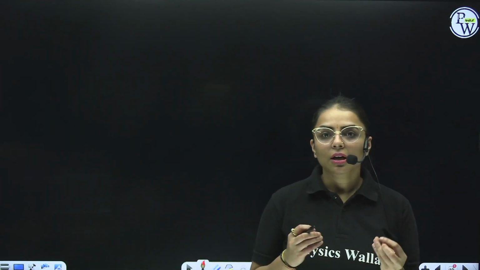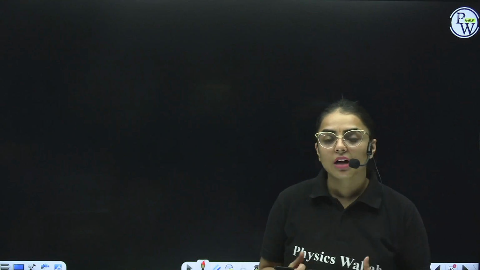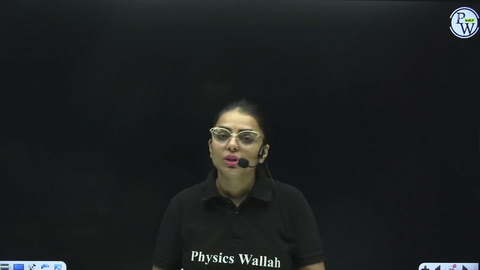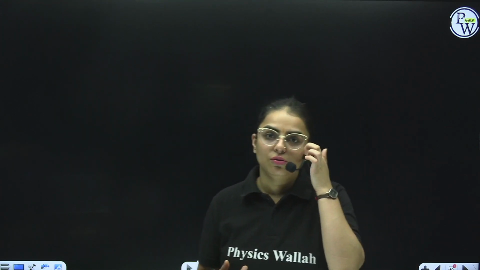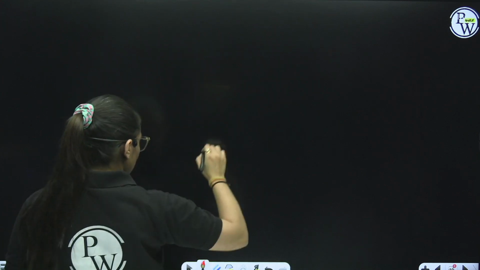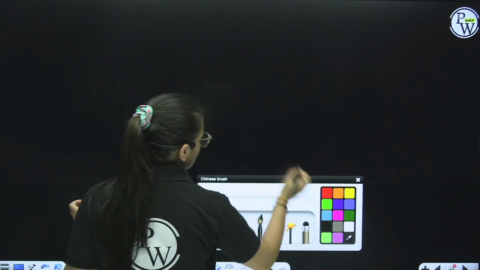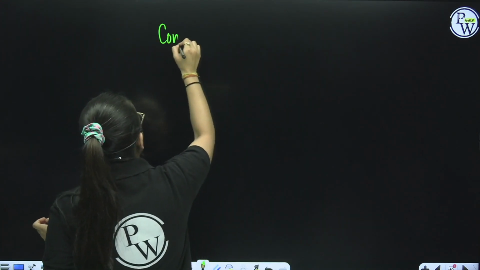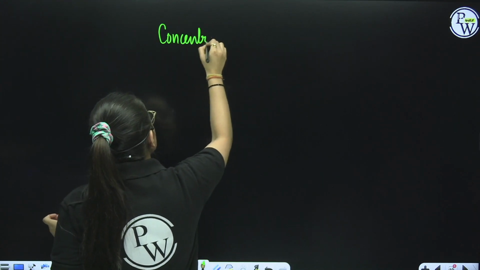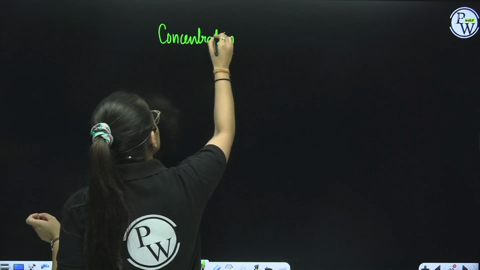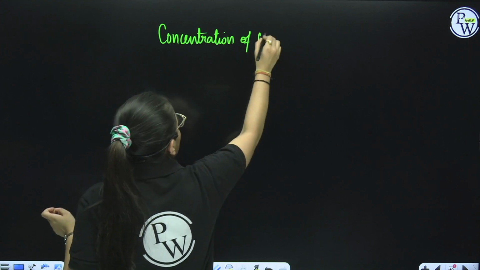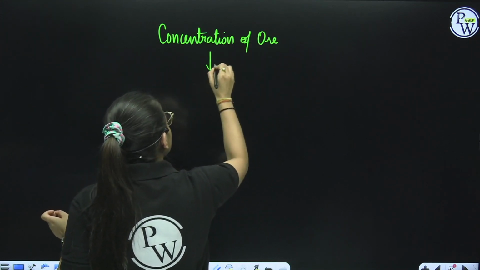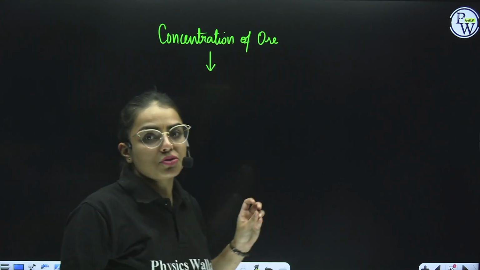Now let's talk about how we are going to extract a metal. How is the metallurgical process going to take place? The very first part is the mining of ore. We take an ore and do its concentration. The initial step is concentration of ore. What exactly is concentration of ore? Concentration, in other terms, is washing, clearing, cleaning.